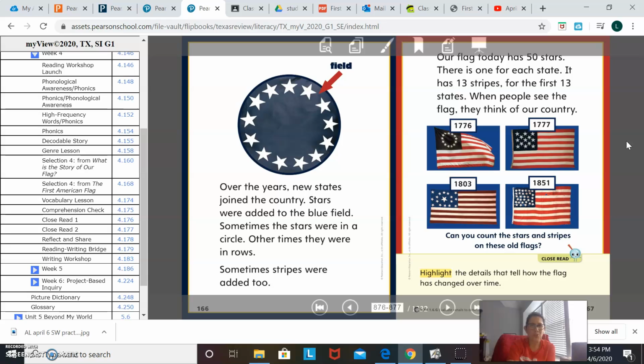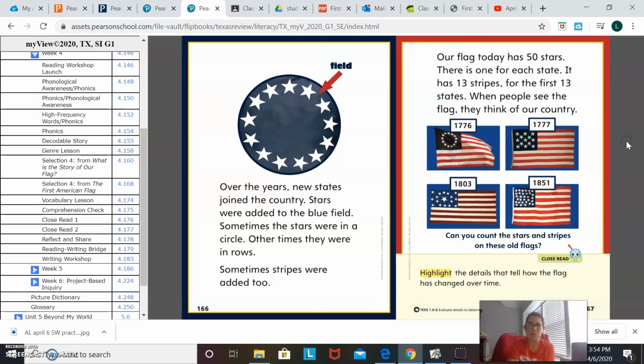Over the years, new states joined the country. Stars were added to the blue field. Sometimes the stars were in a circle. Other times they were in rows. Sometimes stripes were added too. Our flag today has 50 stars. There is one for each state. It has 13 stripes for the first 13 states. When people see the flag, they think of our country.